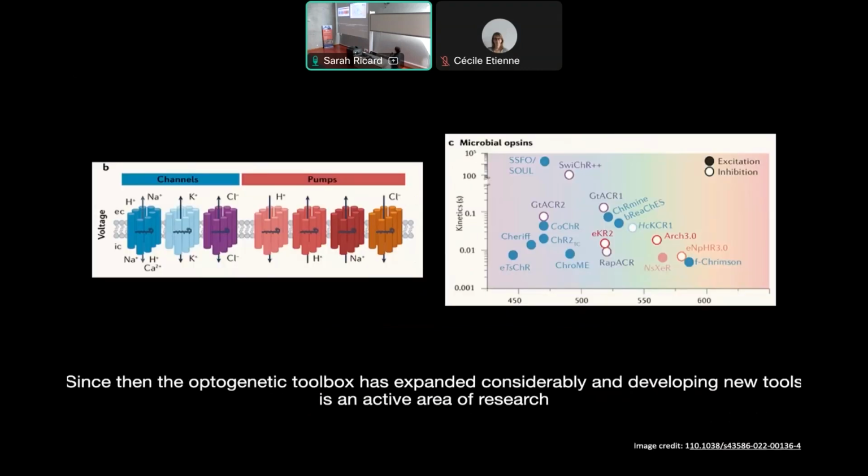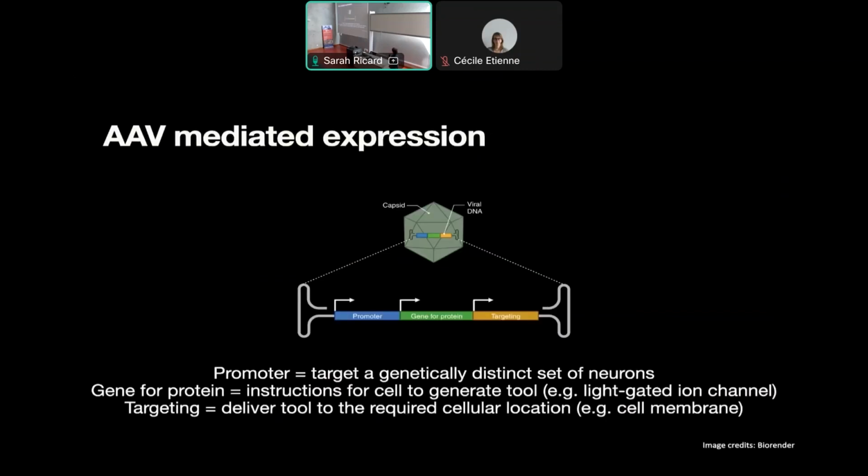And since the discovery of the first channel rhodopsin, there's been a huge engineering effort in order to generate different types of light-sensitive ion channels, which are sensitive to different ions and also to different wavelengths and have different kinetics. And so this is called the optogenetic toolbox. And developing and changing these tools is really an active research area to this day. So the next question is, how actually are we getting these into cells? How are we getting cells to express these artificial channels, which typically aren't there?